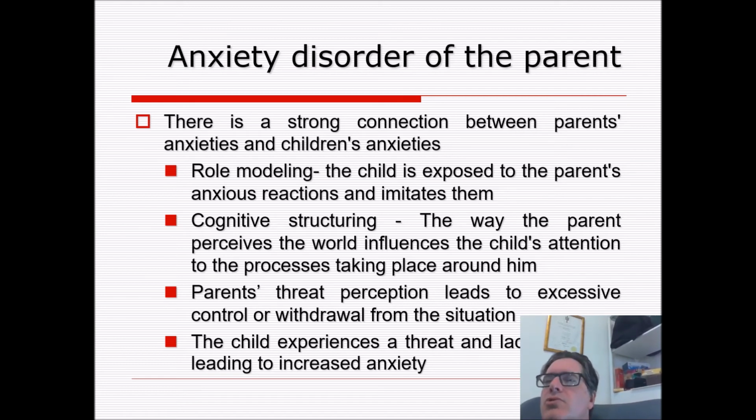Another thing is the cognitive structuring that these parents provide their kids. So they're basically telling them that this world is a dangerous place. And when they tell them that, it structures the world cognitively for the child, and everything is dangerous. You need to be careful. And then when they perceive threats everywhere, then the kids withdraw more. They don't try as much. They're not as independent as other kids, again, leading to anxiety disorders. So all these behaviors together are the things that transmit the anxiety disorder from parents to children.